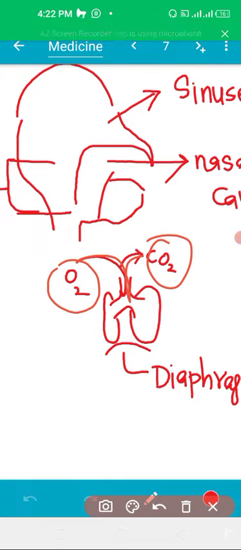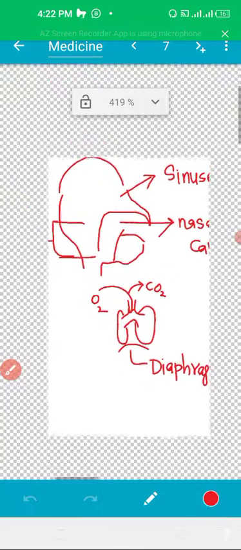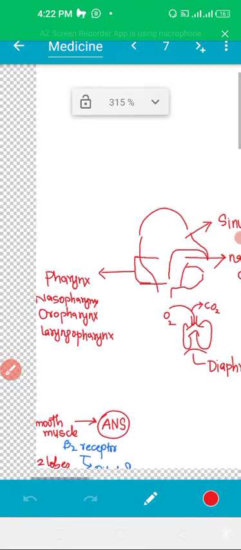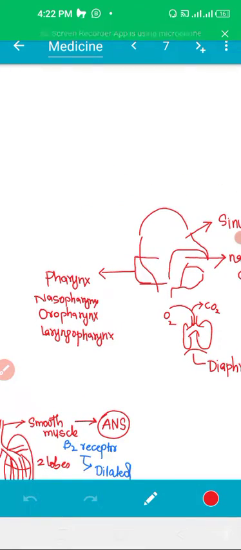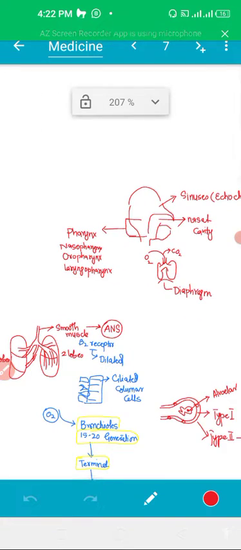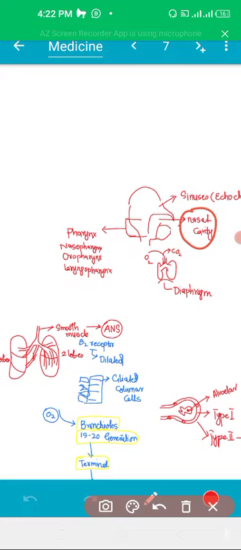What happens during inhalation? Inhalation causes the diaphragm to come down. Descent of the diaphragm happens during inhalation, and in this way gas exchange occurs. Now, for anatomical purposes, we have to look at the nasal cavity, and from the nasal cavity down there is the pharynx: the nasopharynx, oropharynx, and then the laryngopharynx.